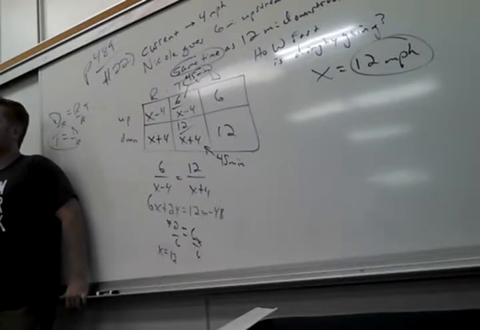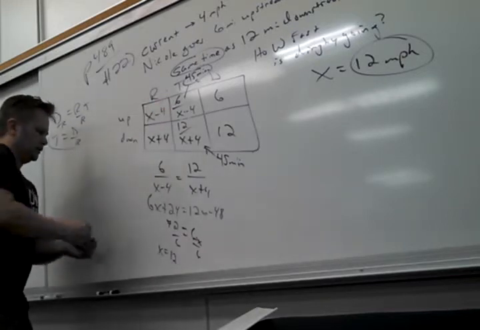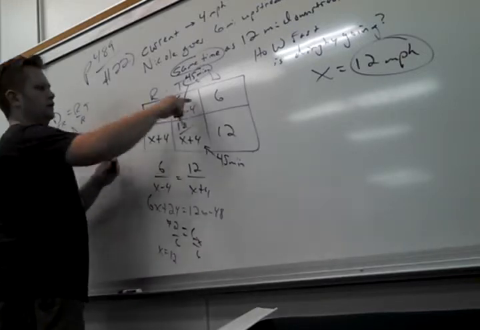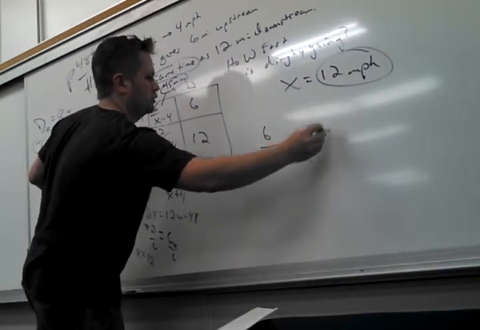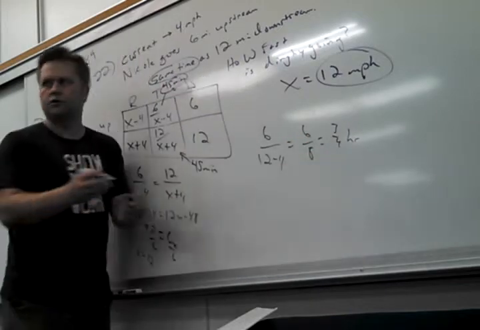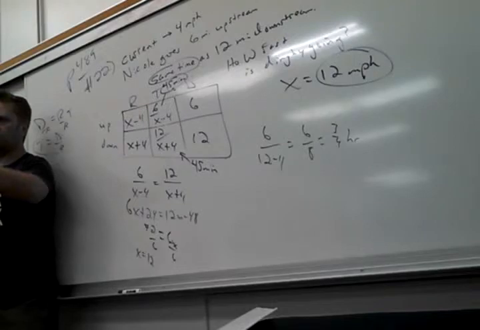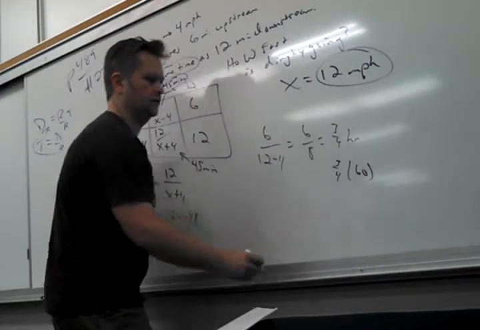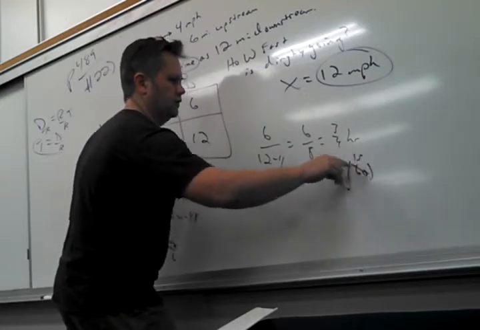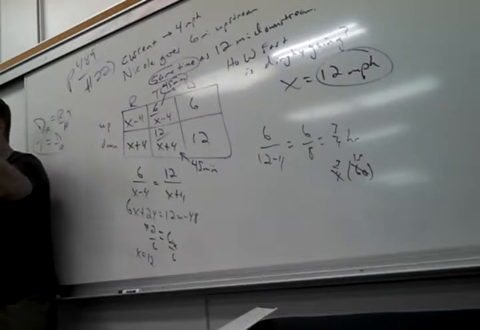Where does he get 45 minutes from? If I plug in x is 12, for this guy, I get 6 over 8, which is 3/4 of an hour. What's 3/4 of an hour? 45 minutes. Sweet. That one we only have to do the math for. If we did the math, it'd be 3/4 of 60 minutes. 4 goes into 60, 15. 15 times 3 is 45 minutes. But we don't have to do that. We know what 3/4 of an hour is.